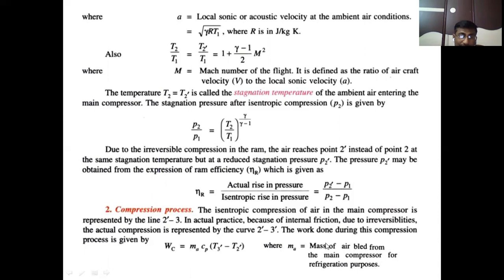How much air is taken from the compressor for the refrigeration process is needed to calculate the work consumption by the compressor for refrigeration. This is not the actual total work consumption by the compressor, because some of the air is taken to the combustion chamber and some of the air is taken to the refrigeration process. We need the work consumption for the refrigeration process. That's why we take m_a, the air bled from the main compressor for refrigeration.